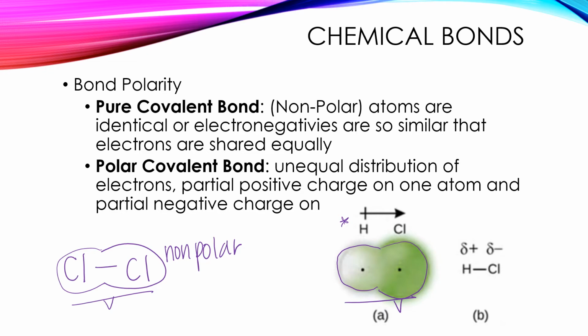It's going to be partially negative on this side and partially positive on that side. That's what these little S's indicate, slightly positive and slightly negative. It's not a full-on positive and negative charge. The only way to get that is for one to actually completely take the electron, and in that case, it would be ionic. We're still sharing, so there's no full positive and full negative, but there is a slight positive and a slight negative. And because of that, we call this polar.